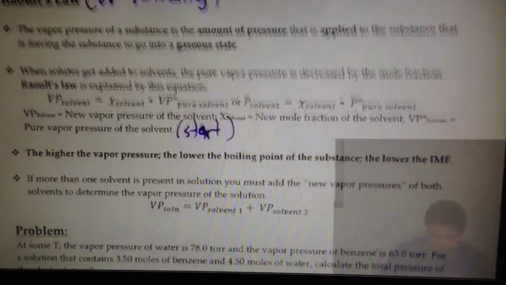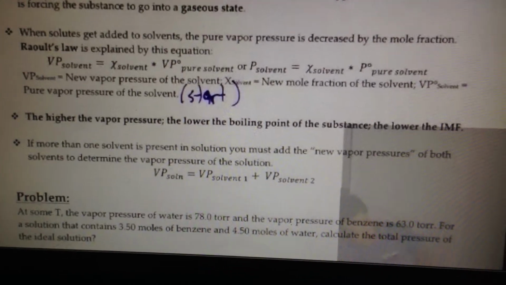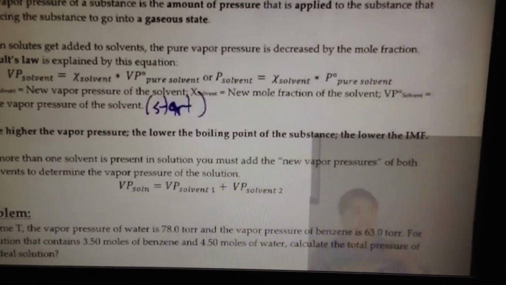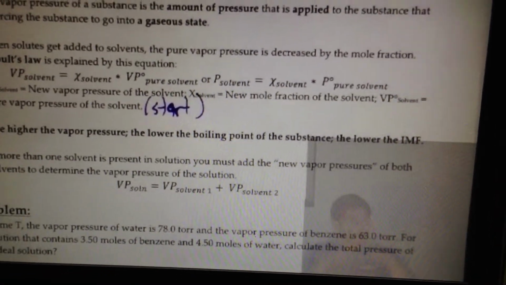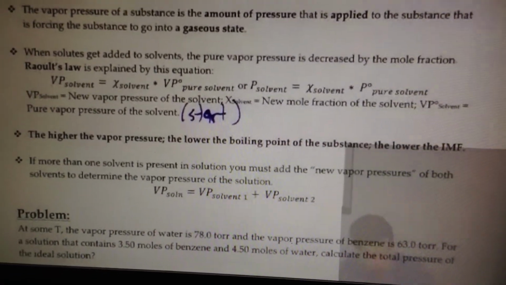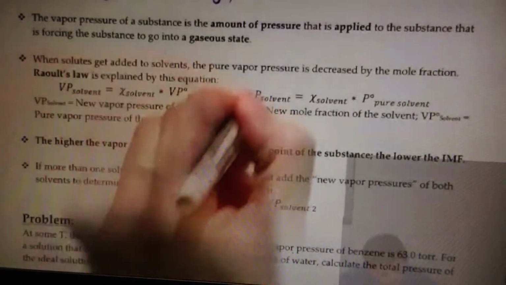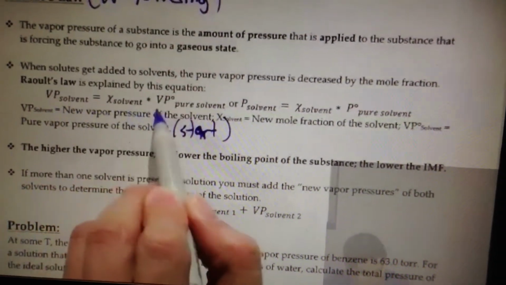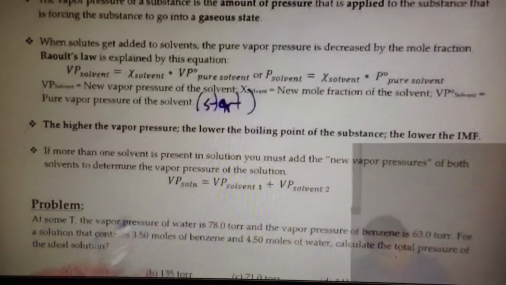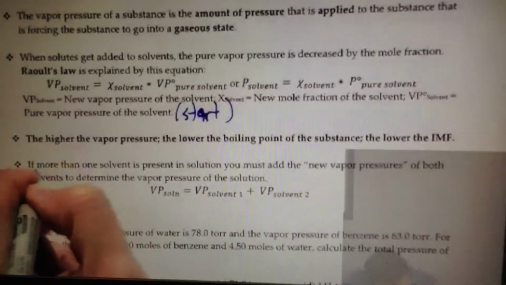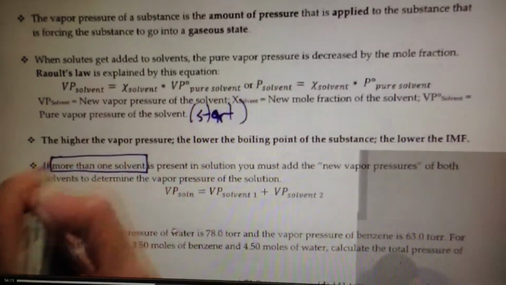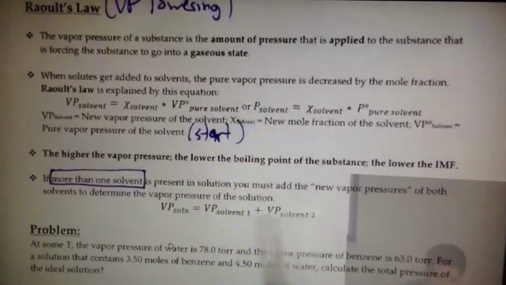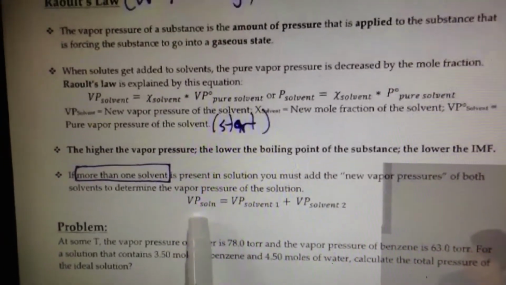Okay? Now, there's going to be times when you have to mix two solutions together in order to get an overall lower vapor pressure. Okay? So sometimes you have to do this thing twice. Okay? So vapor pressure of the solvent equals mole fraction of the solvent times pure vapor pressure of the solvent. Now, if you're given more than one solvent in the solution, you have to add the new vapor pressures to get the vapor pressure of the solution.